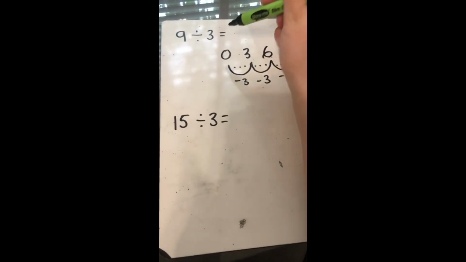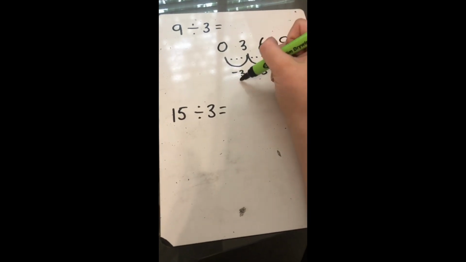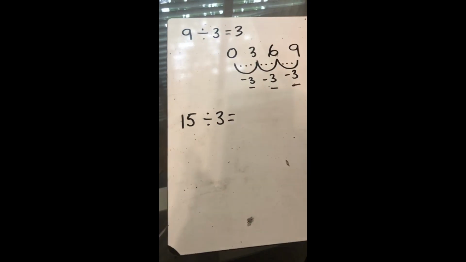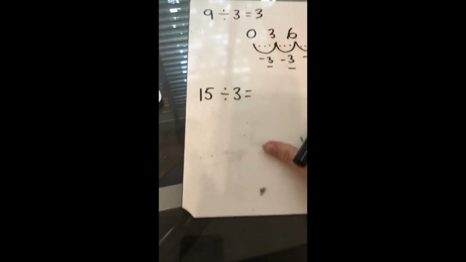To find my answer, I need to look at how many times I did this. 1, 2, 3. 3 is your answer, your quotient.